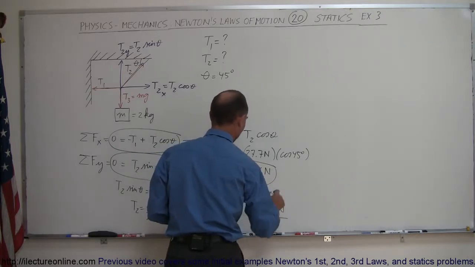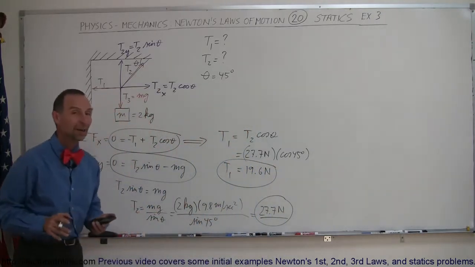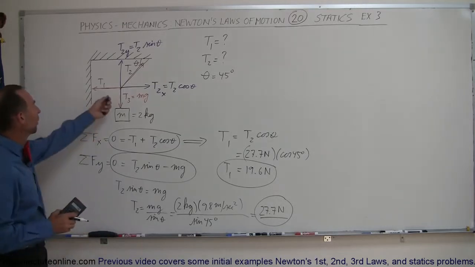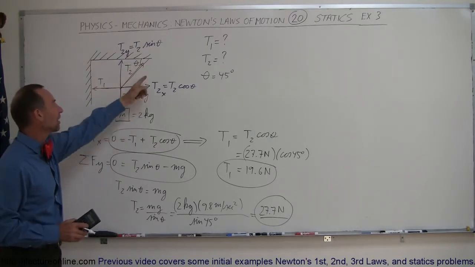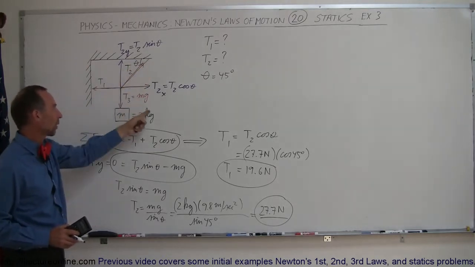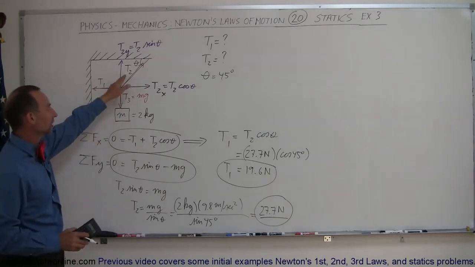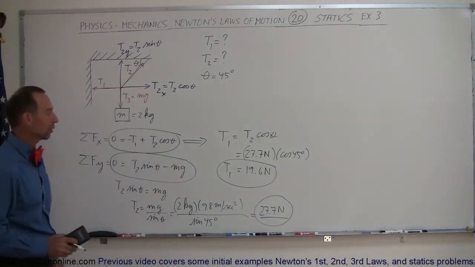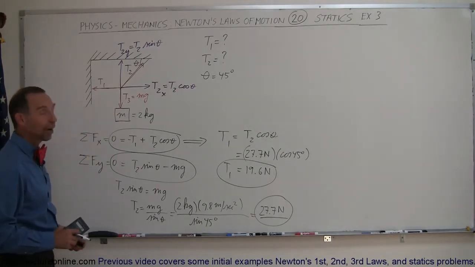All right, so now we have T2, which is 27.7 newtons, and T1, which is 19.6 newtons. Notice that all T1 does is pull the mass to the right, keeping it from hanging straight down from the point where it's attached right here. That required 19.6 newtons, but T2 is still carrying most of the weight, so we have 27.7 newtons attributed to the tension in T2. And that is how you do that problem.